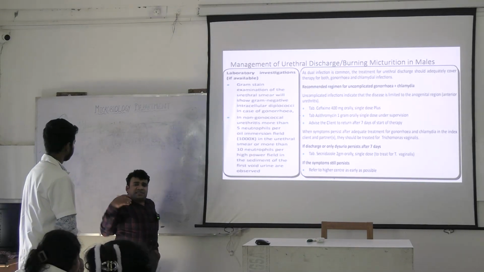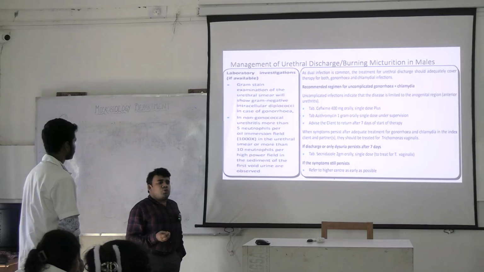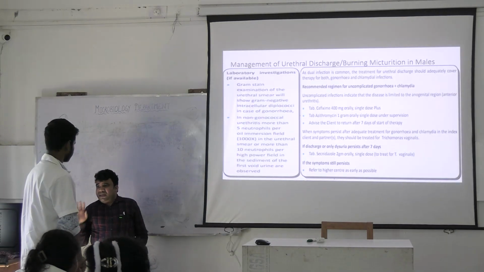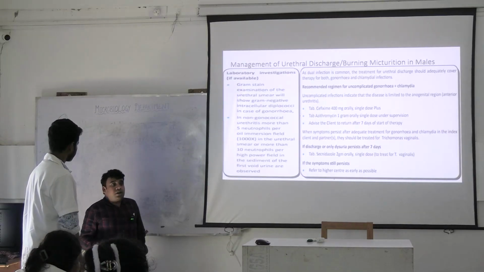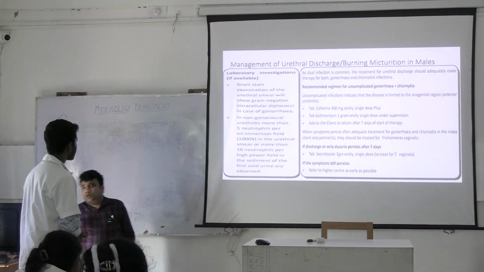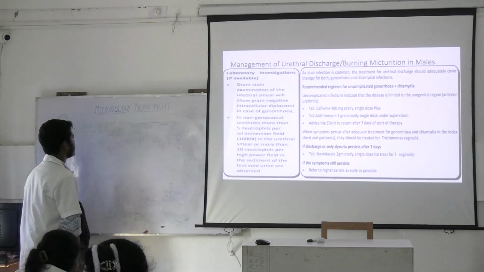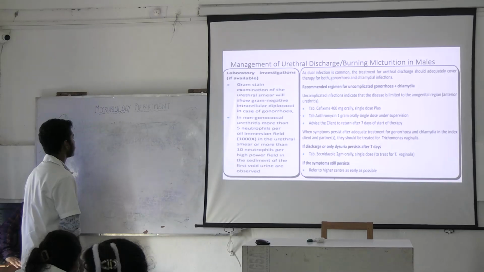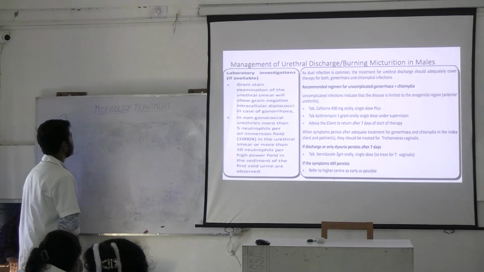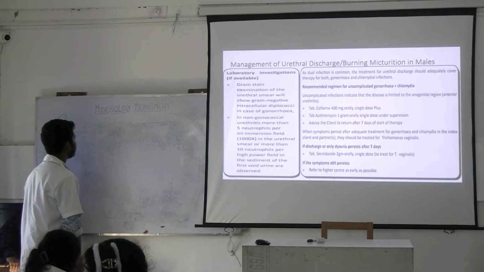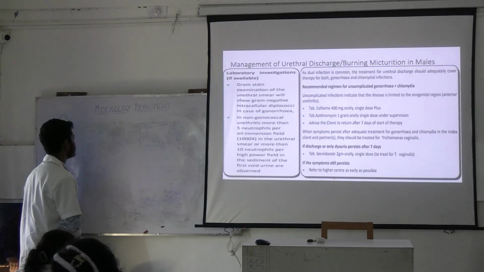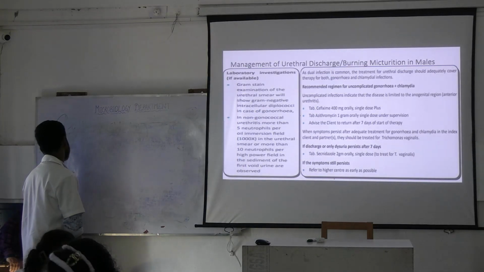Next, when you have examined and collected the pus, the next step would be to go for laboratory diagnosis if possible. That means if the facilities are available. So what would be the laboratory diagnosis that you can do? Gram-stain examination of the urethral smear will show gram-negative intracellular diplococci in case of gonorrhea. In non-gonorrheal urethritis, more than 5 neutrophils per oil emulsion field in the urethral smear or more than 10 neutrophils per high power field in the sediment of the first void urine are observed.